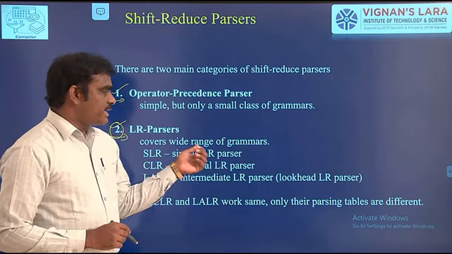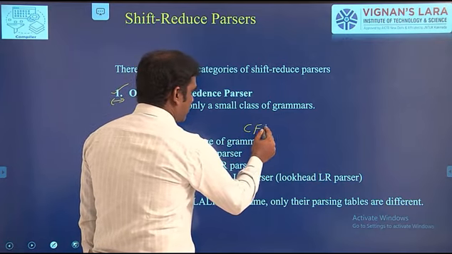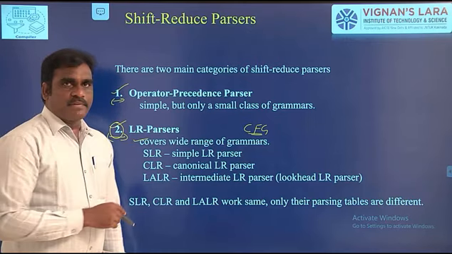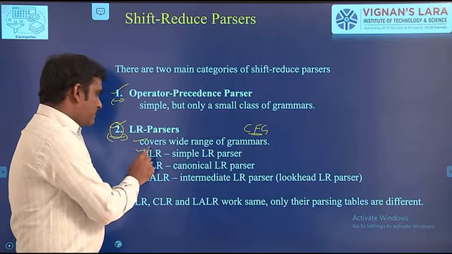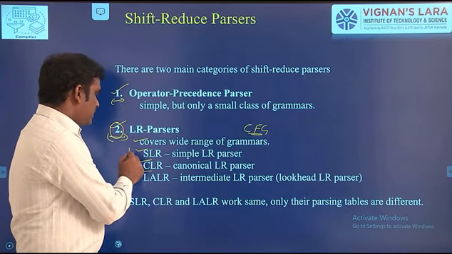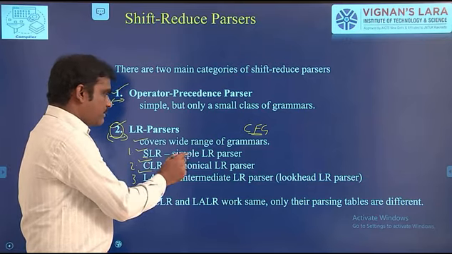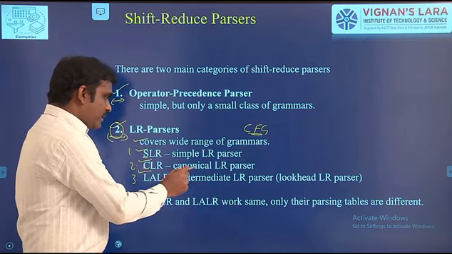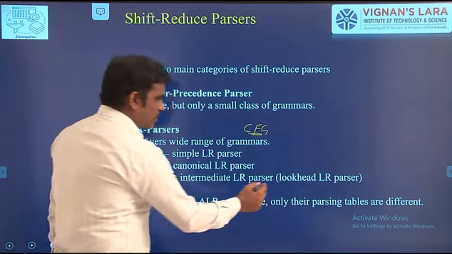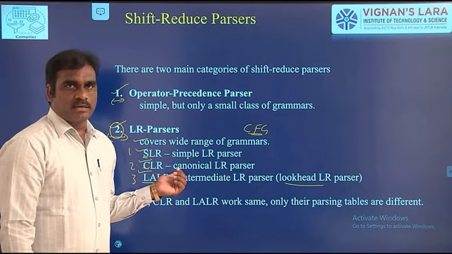So it covers a wide range of grammars. Generally we are taking the context-free grammar, CFG only, and there are different types of LR parsers. One is SLR, second one is CLR, and third one is LALR. So in total three types of LR parsers. S means simple LR, then canonical LR, and the third one is look ahead LR. It is an intermediate between the SLR and CLR.